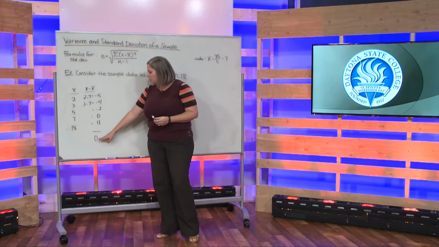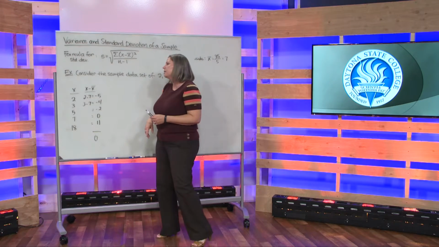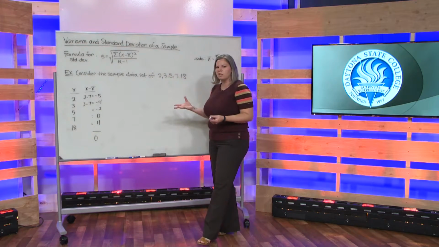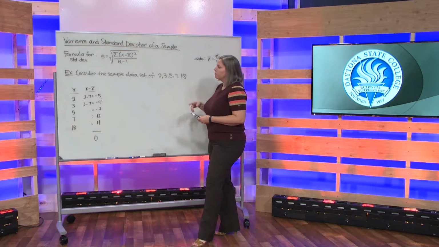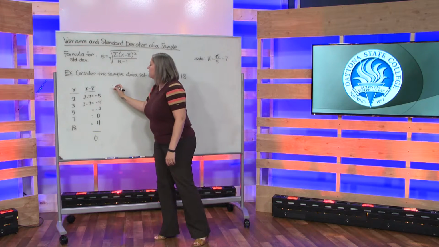So you may actually get a value here with decimals that's either really close to 0, or it may actually turn out to be 0 itself. So 0 or something close if you're using decimals. So now back to my formula. I have what's inside the parentheses.